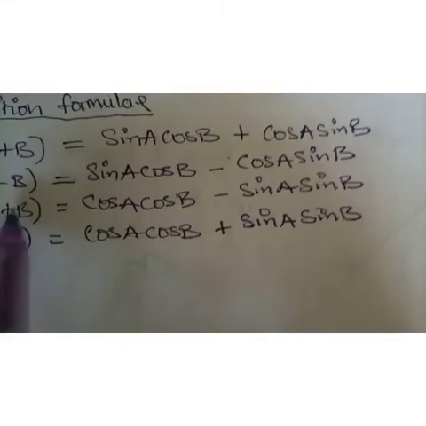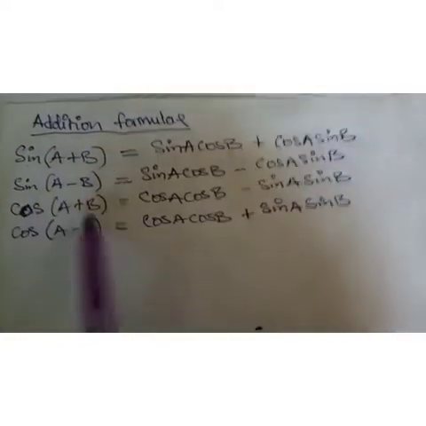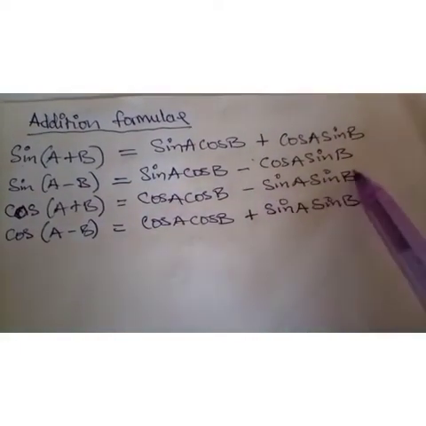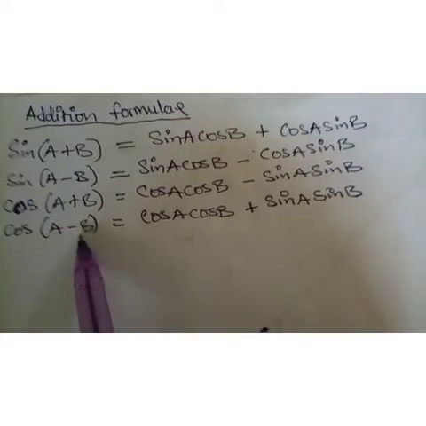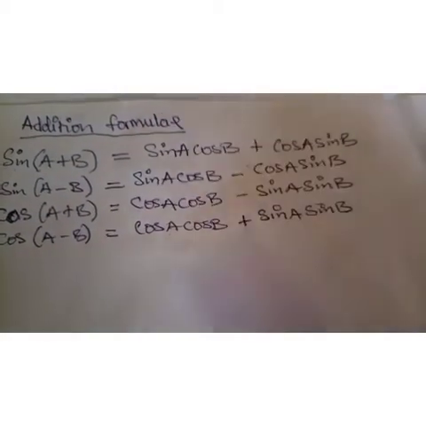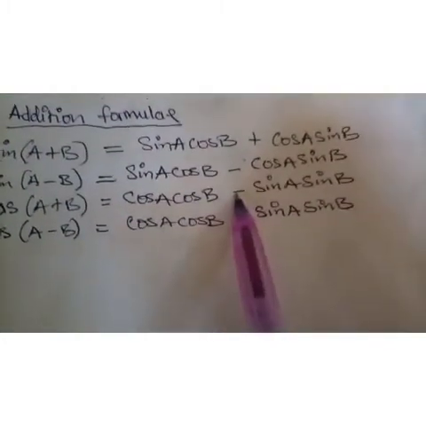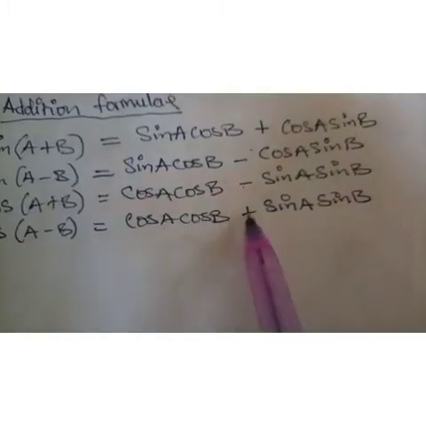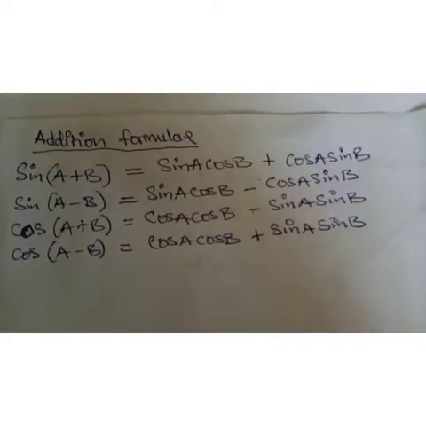Okay, so the difference between these is just the sign here. Then cos a plus b is given as cos a times cos b minus sine a times sine b. But when you have cos a minus b, it gives you cos a cos b plus sine a sine b. Don't be confused. When you have cos a plus b, the sign here will be negative. When you have cos a minus b, this sign here will be positive.